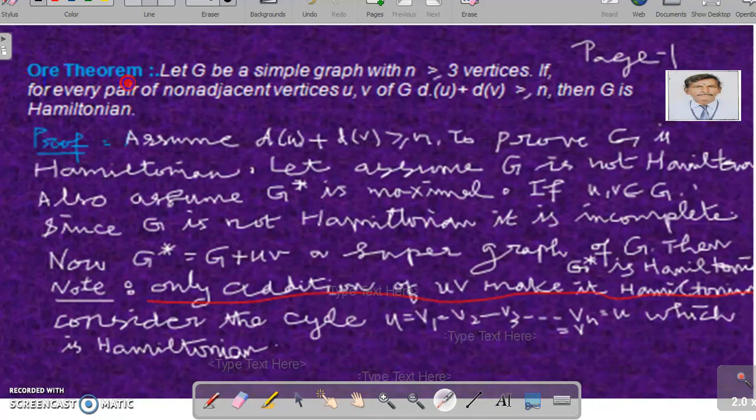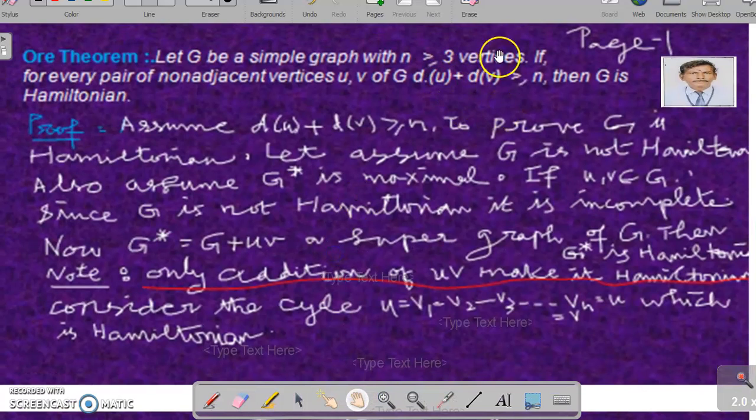Okay, what does the Ore theorem say? Let G be a simple graph, and the condition is that the number of vertices must be greater than or equal to 3, otherwise it's not true. That's what we have to understand. Next, if u and v are any non-adjacent vertices, as we saw just before, then the degree of u plus degree of v is always greater than or equal to n, which implies G is Hamiltonian. That's what we have to prove here.